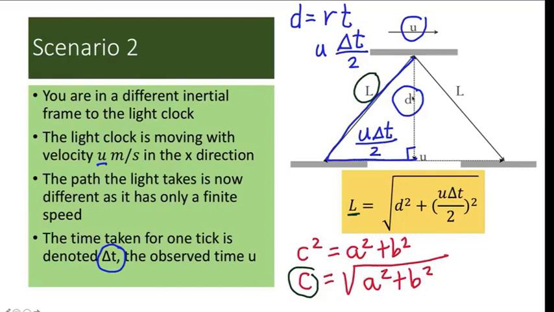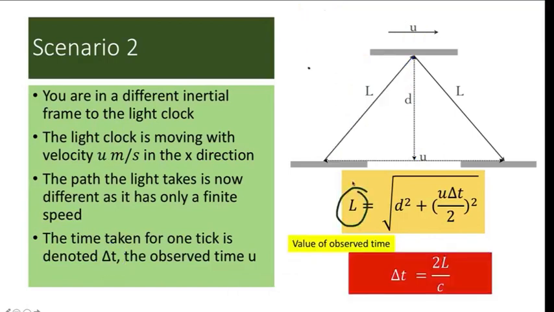So if we let d be our a, then our a squared becomes d squared. So we have this d squared plus our b is u delta t over 2 squared. So our b is u delta t over 2. Then we raise that to the second power. So this is now therefore our expression for the length of this line segment L.